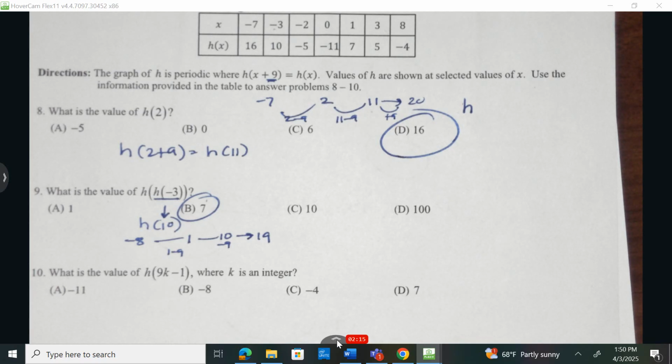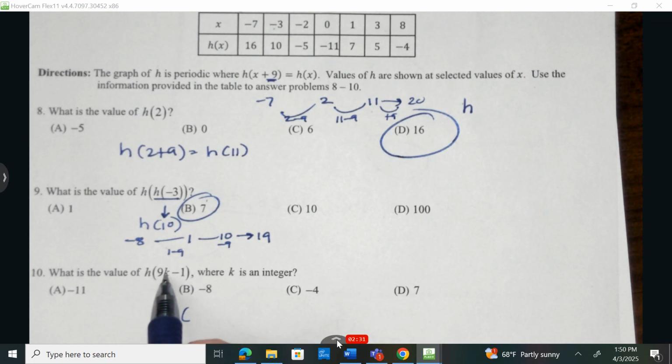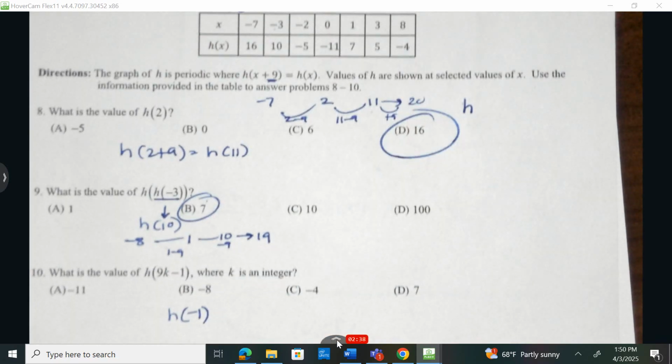Let's now look at number 10. What is the value of h of 9k minus 1, where k is an integer? So k can be positive or negative. Well, let's just start with 0. If I plug in 0, okay, so let's do some mental math here. 9 times 0, because it's going to be an integer, 9 times 0 is 0, 0 minus 1 is negative 1. I look up above, negative 1's not there, right?